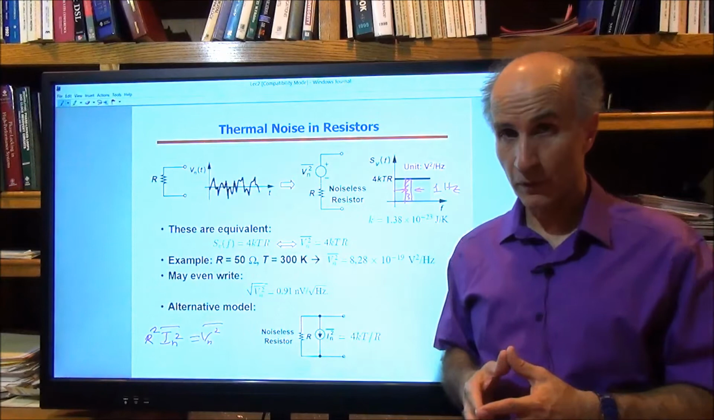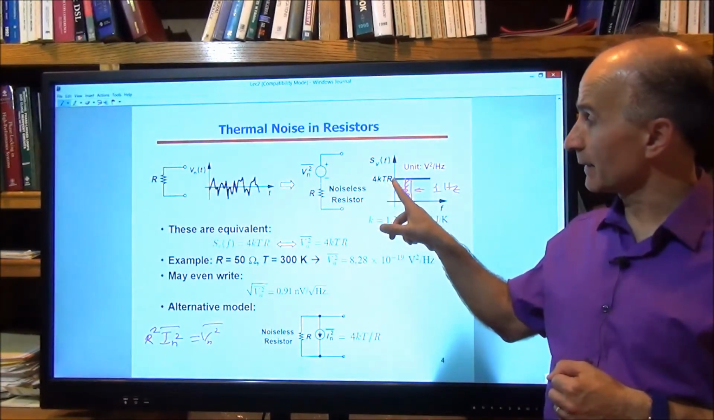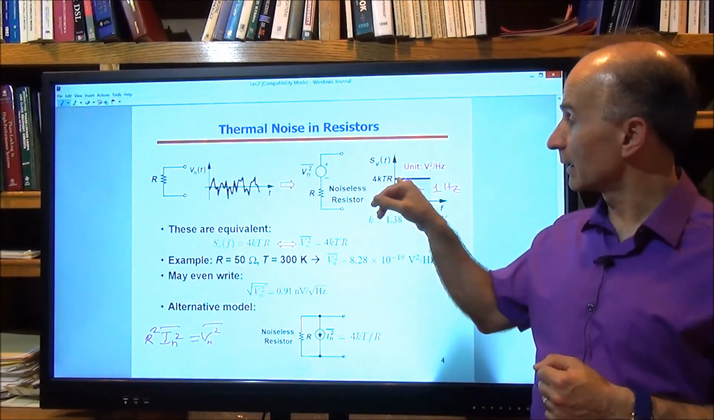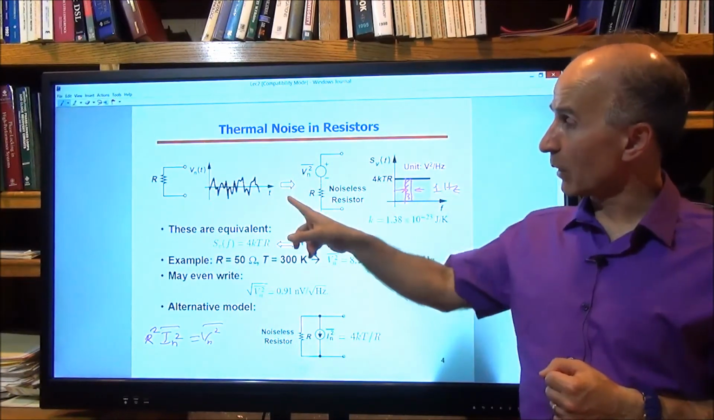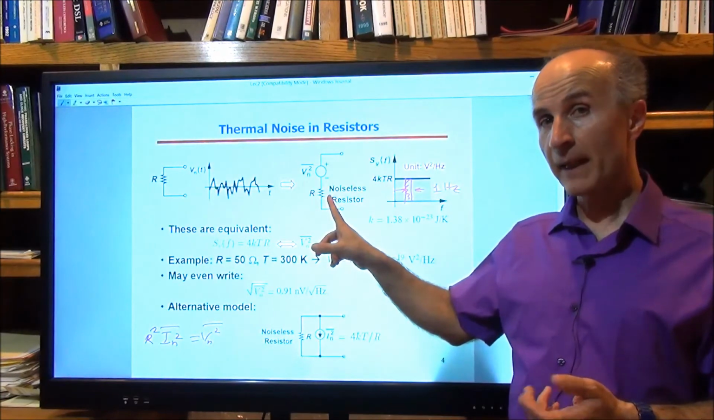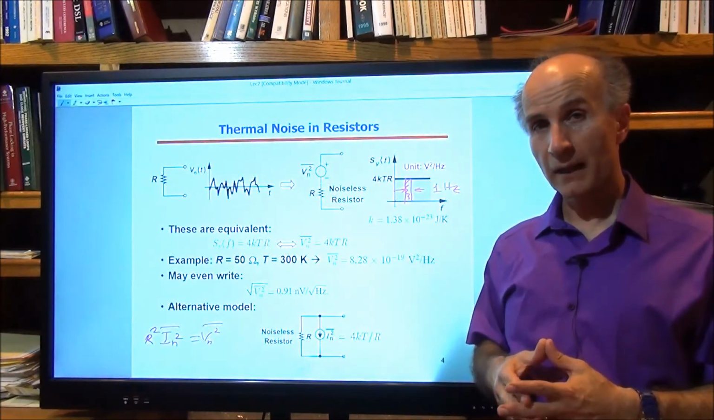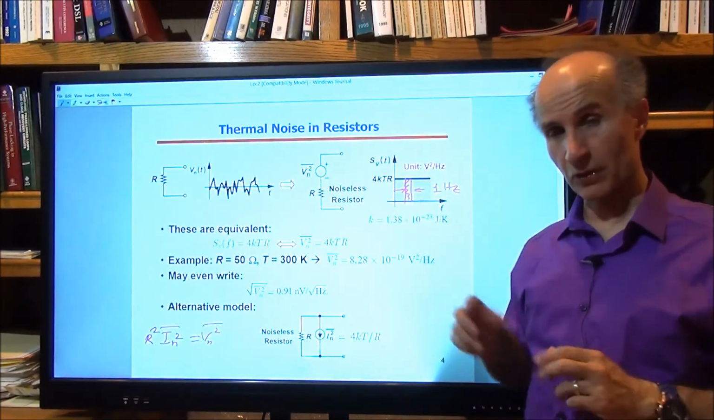The spectrum of this noise turns out to be flat, white, with a density of 4kTR, and with a bandwidth from 0 to infinity. And the way this is modeled is that we assume the resistor itself is now noiseless. And in series with it, we have placed a voltage source. And this voltage source has a spectrum given by this function.